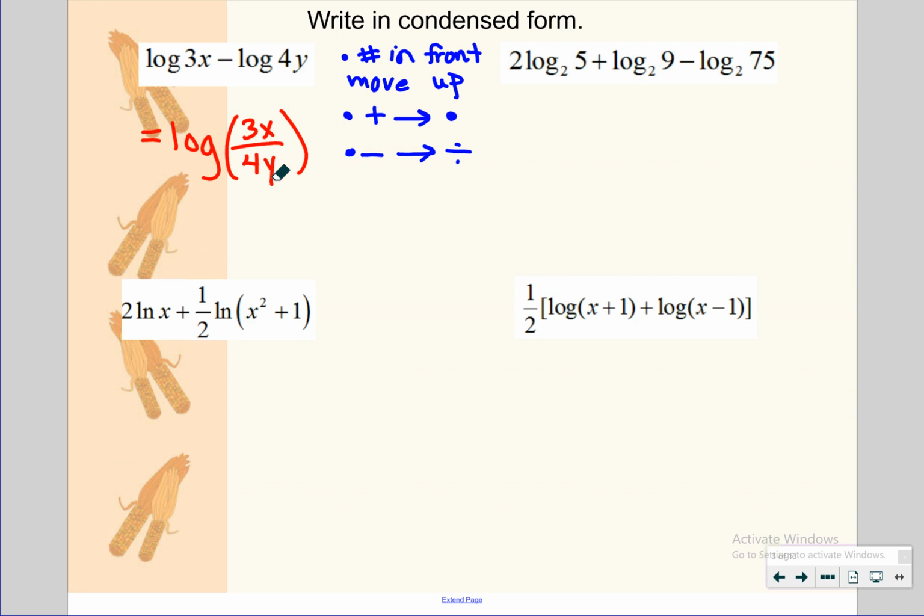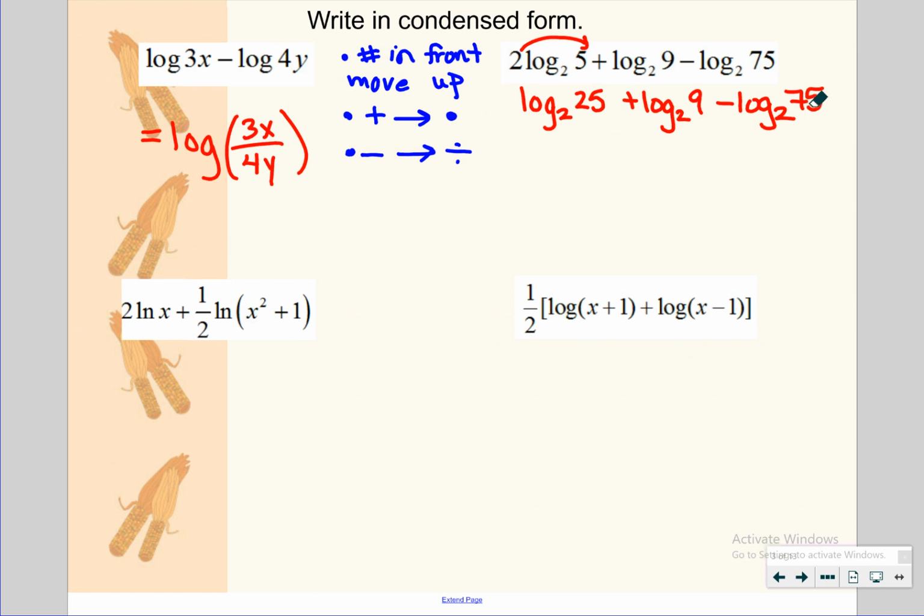All right, let's look at the next one. Do I have any numbers that I can move up into the exponent? Yes. What can I move into the exponent? 2. Yep. So I have 2 times a log, which means I can move it up into the power. So we could write 5 squared, but we also know what 5 squared is. What's 5 squared? So I can just change that to a 25. Plus log base 2 of 9 minus log base 2 of 75. Okay. Anything that is addition is going to change into multiplication. Anything that's subtraction is going to change into division.